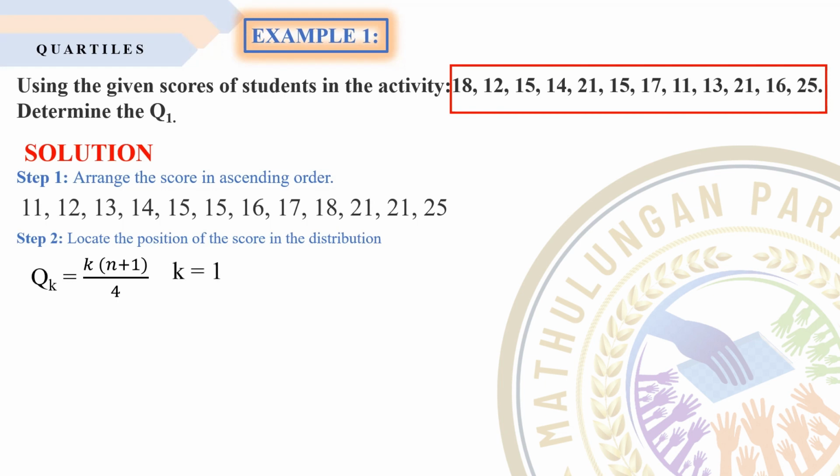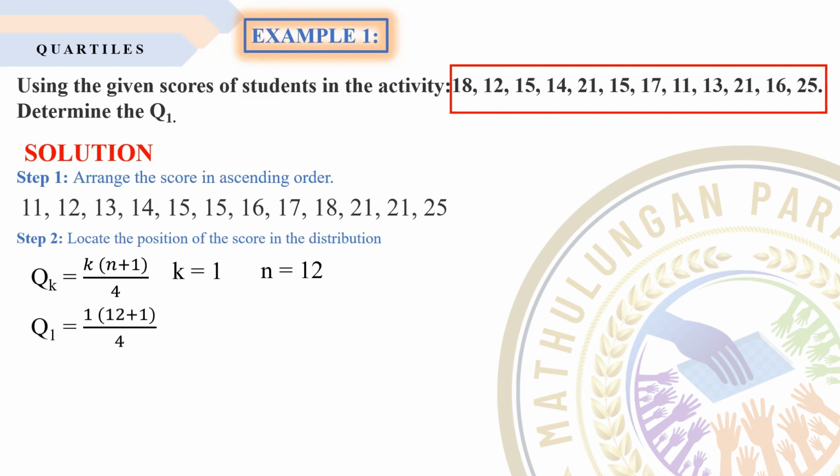Then, what is the value of k? K is equal to 1 since first quartile ang ating hinahanap. At ang n natin ay 12. Paano naging 12? Kasi there are 12 datas na meron tayo sa given natin. Ito yung 18, 12, 15, 14, 21, 15, 17, 11, 13, 21, 16, 25. So, ayan yung data natin. Kaya naging 12 yung ating number of data.